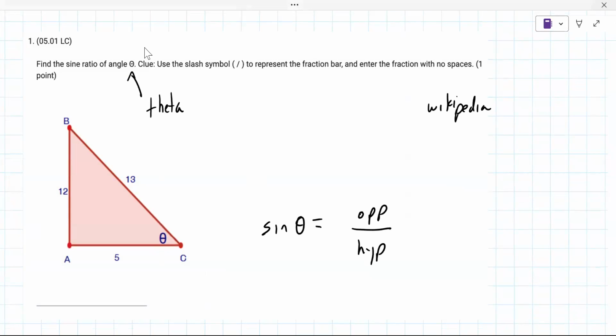Until you're really comfortable with this, imagine you're standing there. What's opposite to you? What's adjacent to you? Exactly. So you just put the ratio in fraction form, the opposite over the hypotenuse, which in this case would be 12 over 13. Got it.